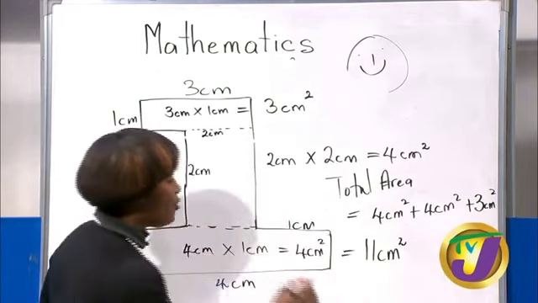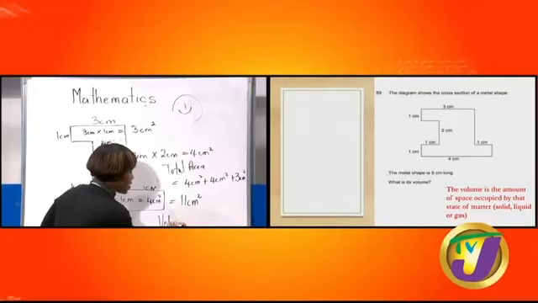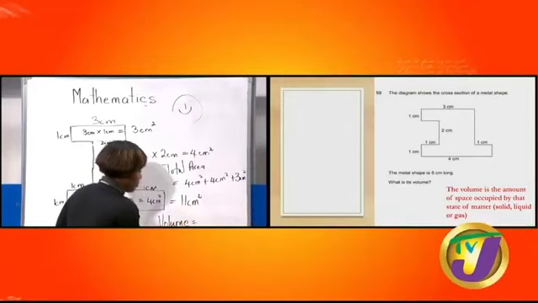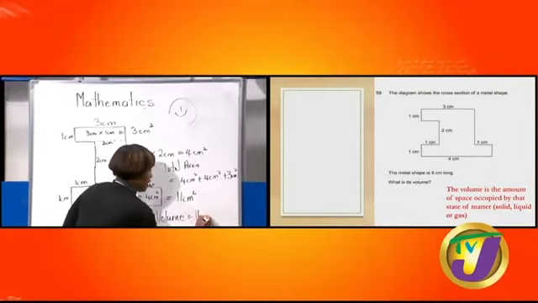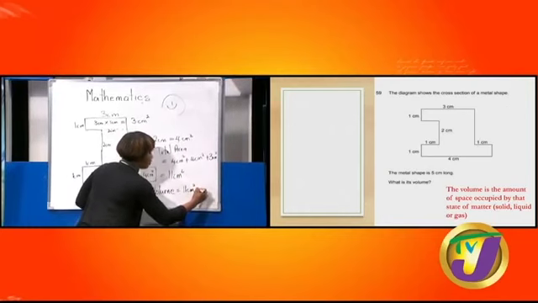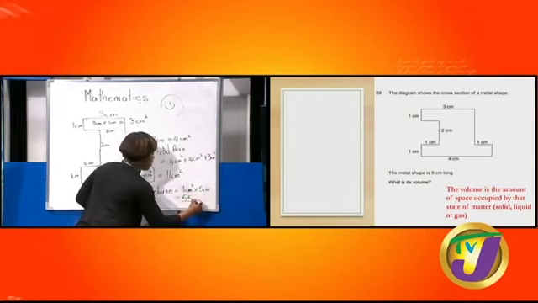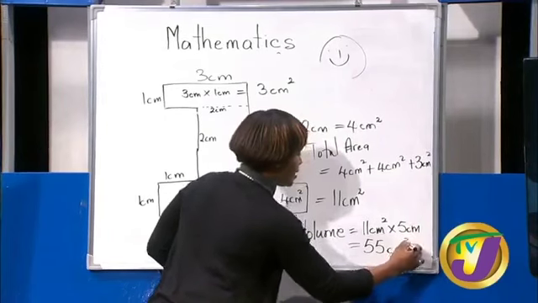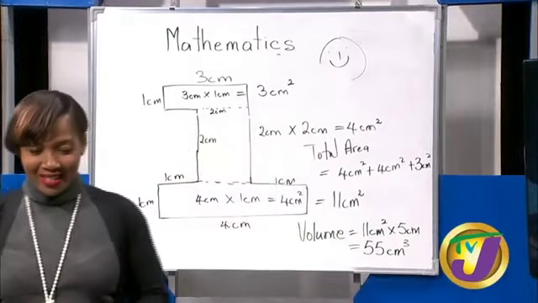Now they ask you to find the volume. Volume requires 3 dimensions, so the volume would be this area of the base multiplied by the height, which they gave us to be 5 centimeters. So the volume of this shape is 55 centimeters cubed.